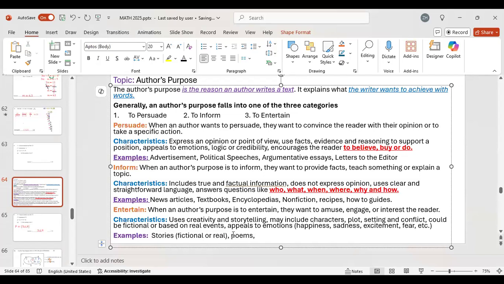Yes. Poems, novels, right? What else? Plays and scripts. Jokes and riddles. And like comics, comic strips. Yes, sir. Graphics.